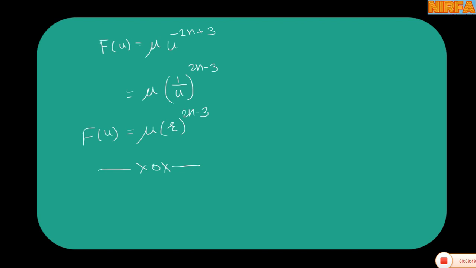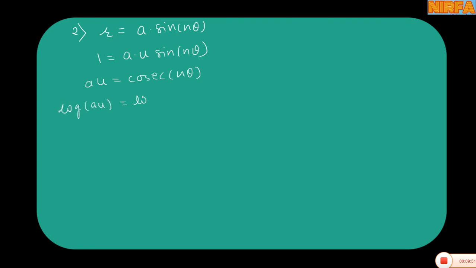Keep remembering this example. Firstly find du by d theta, then find d2u by d theta square, then add u on both sides and simplify this and get the expression in terms of u, and some constants we can denote by mu. So let us see another example for finding the force.